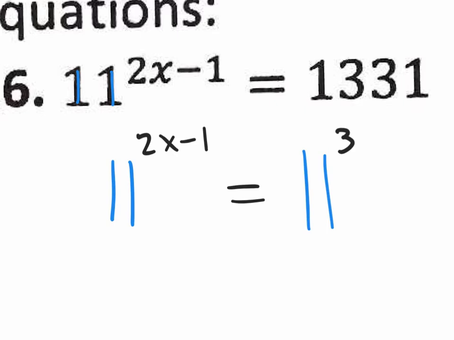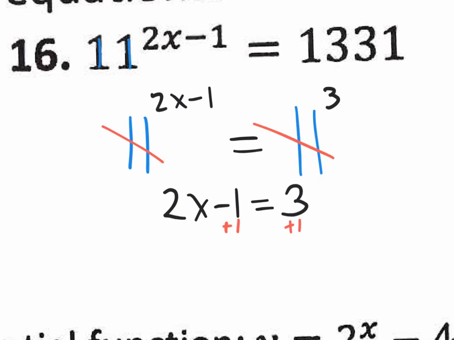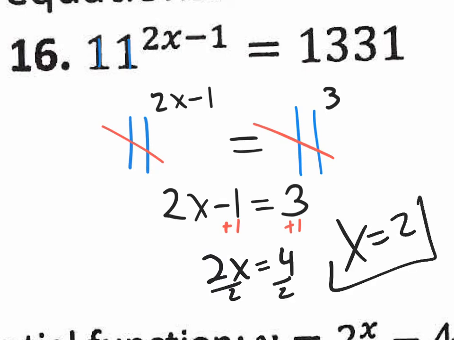So because now we have the same bases, we could just eliminate those bases, scratch them out. Your new equation becomes 2x minus 1 equals 3. And now you could solve it by adding 1, adding 1. You're going to get 2x equals 4. Then you could divide by 2 on both sides, and you get x equals 2. And that is your answer for this one.